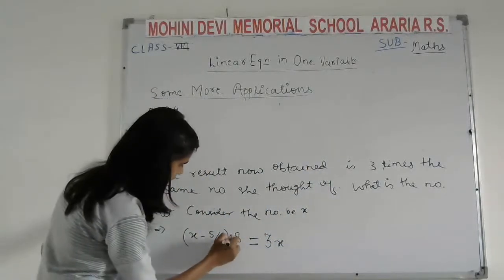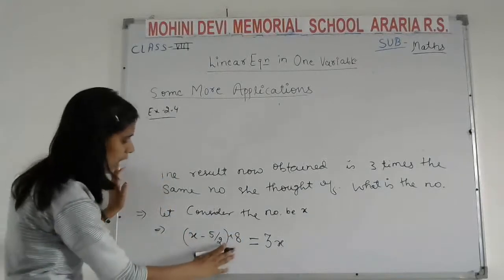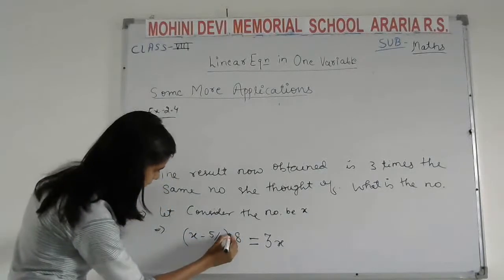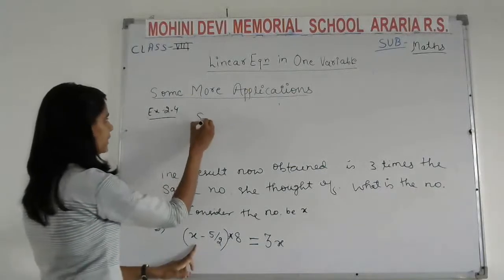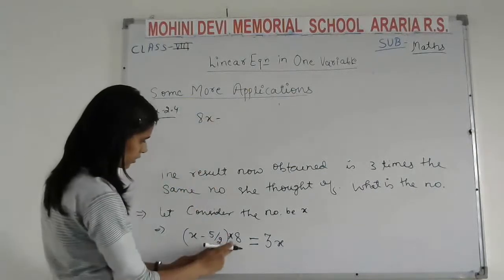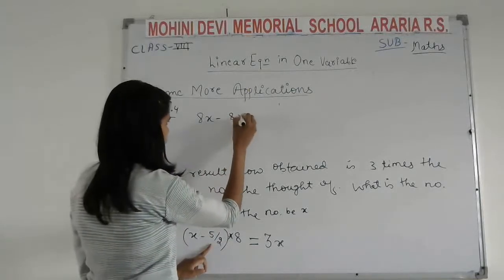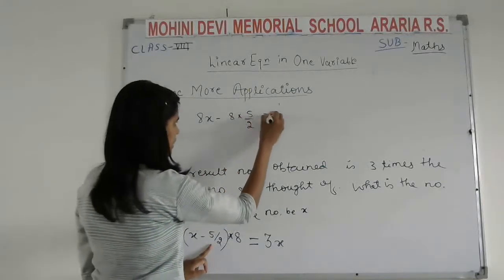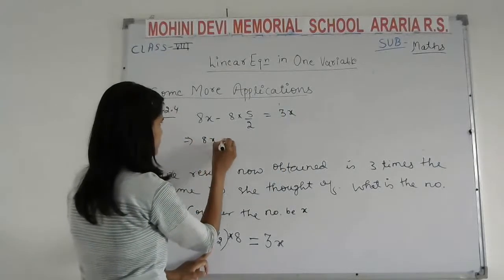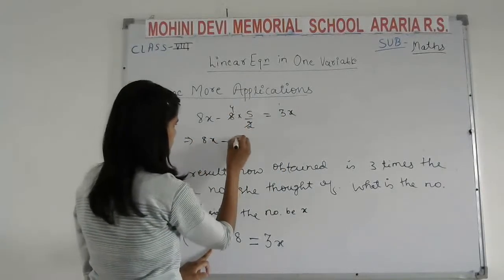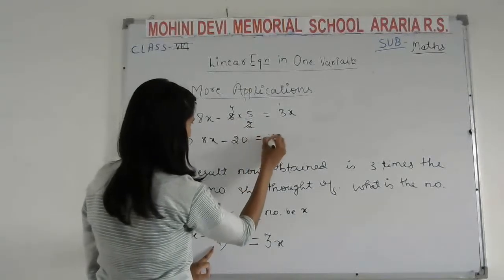Now, the first thing that comes to your mind is how to solve it. You can see there is a multiplication sign here. First, you will multiply this. Open the bracket. 8x, now you will multiply this, that is 8 times 5 by 2, is equal to 3x. 8x minus 8 times 5 by 2, that is 20, is equal to 3x.